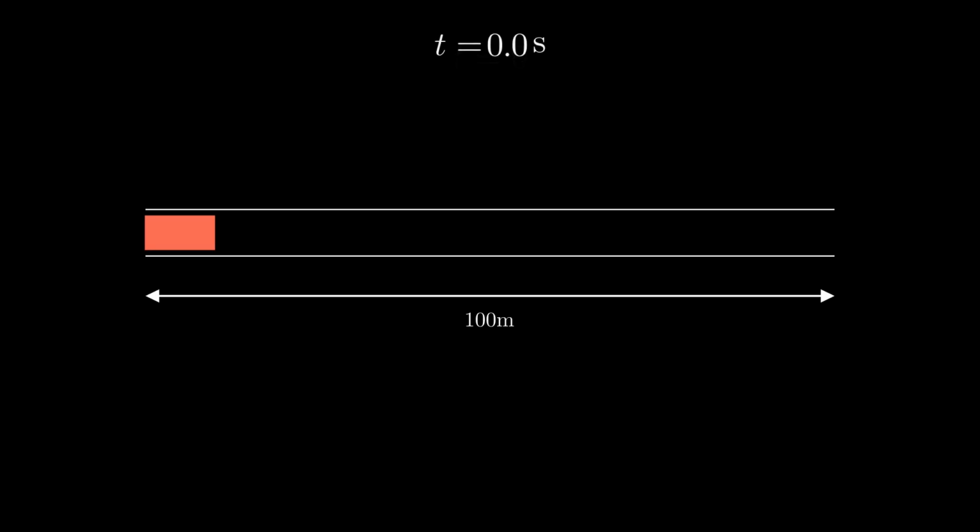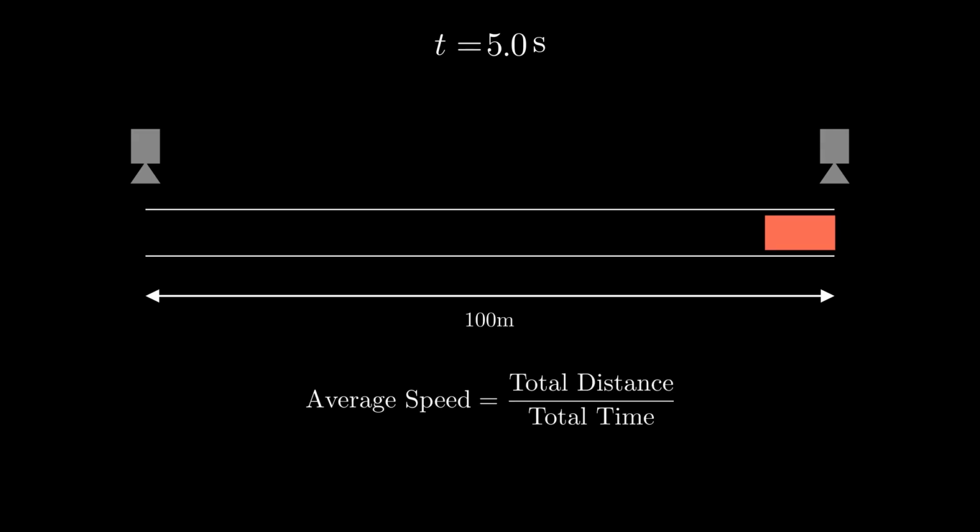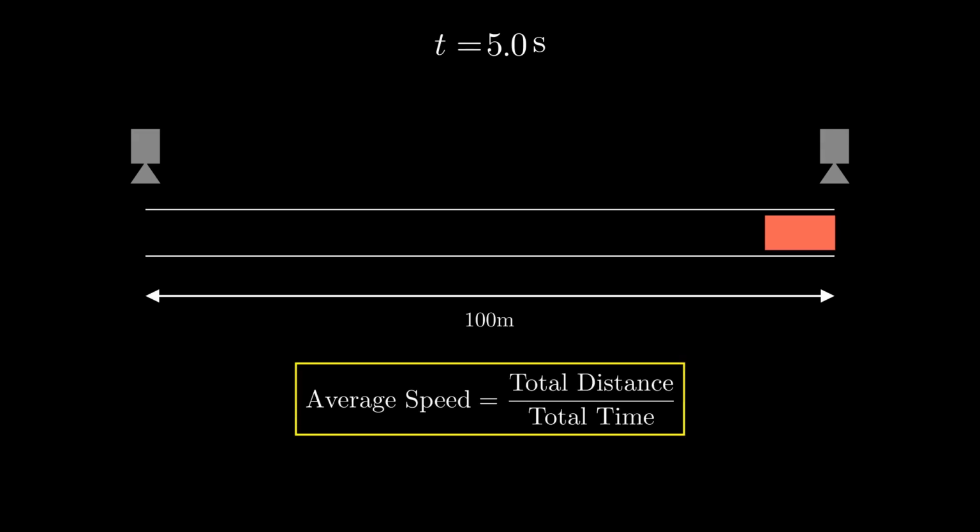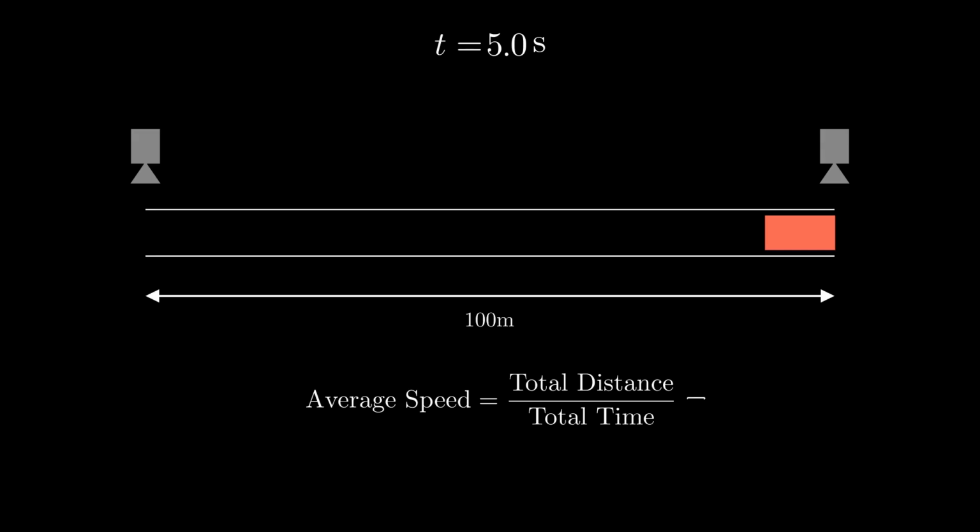So, how do speed cameras work? You have two cameras placed a known distance apart from one another. The first camera starts the timer, and the second camera stops it. Now, average speed is defined as the total distance traveled over the total time taken to travel that distance. In this case, it's 20 meters per second.